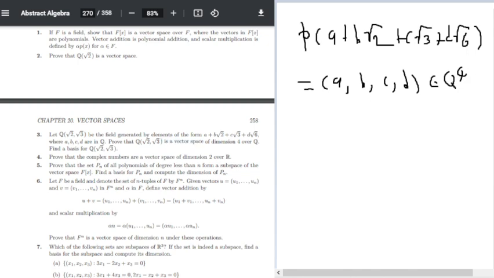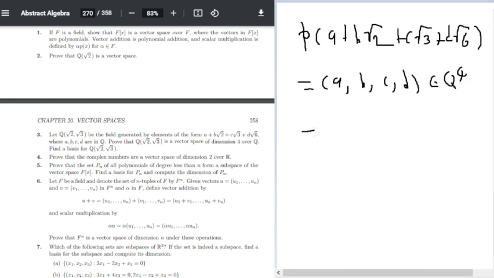It's a vector space. So if we can ensure that this is an isomorphism of abelian groups, then we automatically have the pullback vector space structure. For this, obviously it's surjective. Is it injective? So basically, can we write square root of 2 or square root of 3 or square root of 6 in terms of a linear combination of the others?